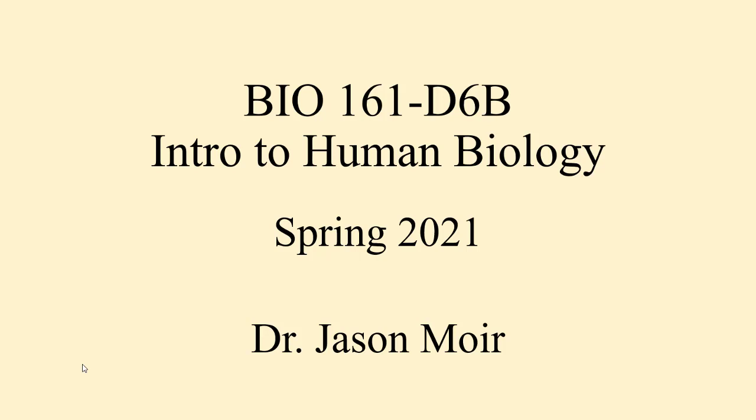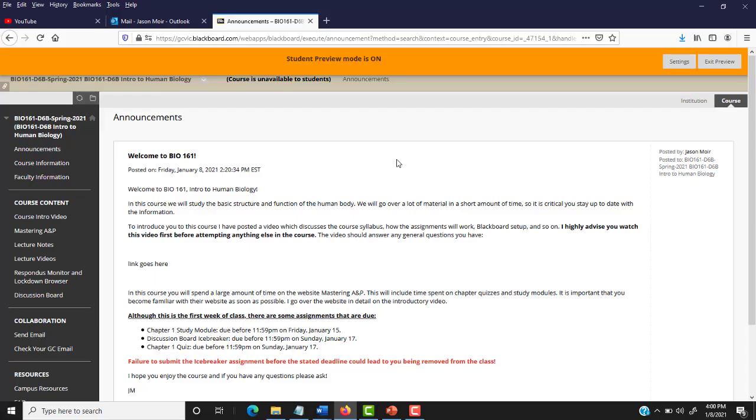So what we will do first is we will go over the basic layout of the Blackboard course, and then we'll go over the course syllabus, and then we'll go over a very important software package that you'll need called Mastering A&P. Okay, when you first log into our Blackboard course, this is what you will see.